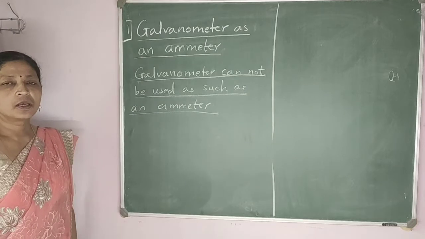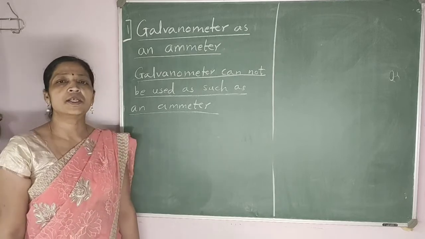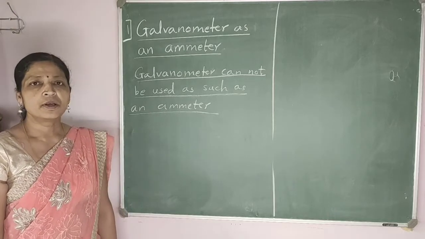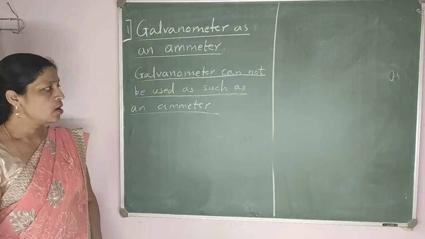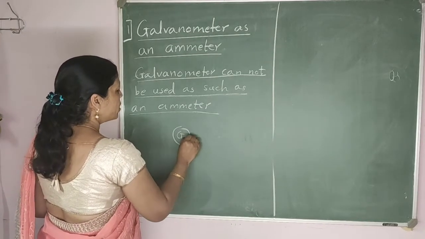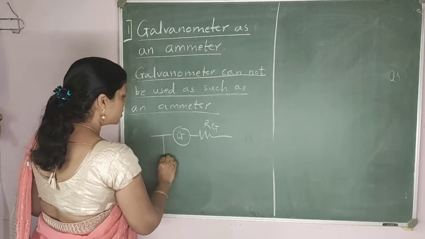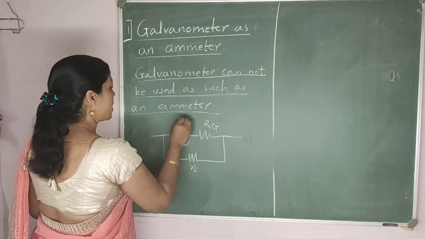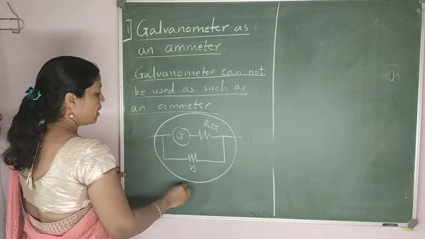Now we are going to discuss the important topic, galvanometer as an ammeter. How can the galvanometer be used as an ammeter? As we have seen, a galvanometer cannot be used as such because its resistance is too high and it affects the current measurement of the circuit. So we take a galvanometer whose resistance is Rg, and connect a small value of shunt resistance Rs in parallel to it. The whole arrangement will act as an ammeter.